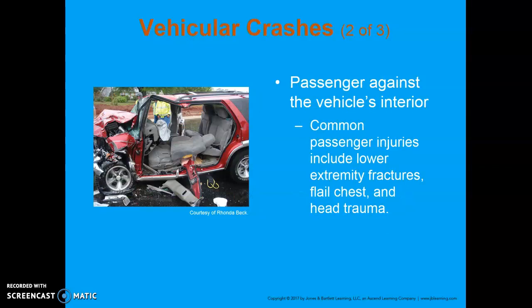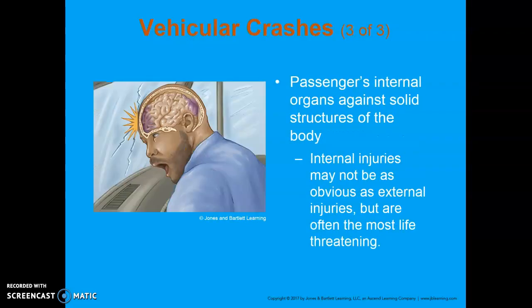And the final is the internal organs against the solid structures of the body. So internal injury may occur because your brain smashes into the inside of your skull, your organs smash into your rib cage, etc. And those tend not to be as obvious. If the head hits the windshield, you can see that. You can see the injury on the outside of the body. Generally, it's going to be a bruise, it's going to be a scratch, something along those lines. But you can see the 2 purple areas.